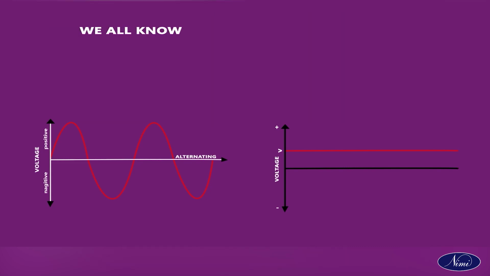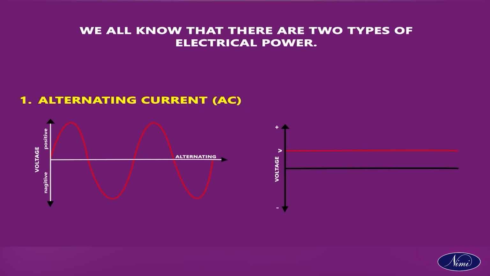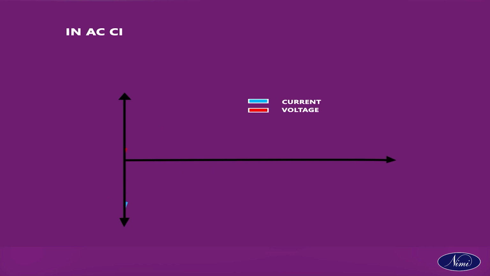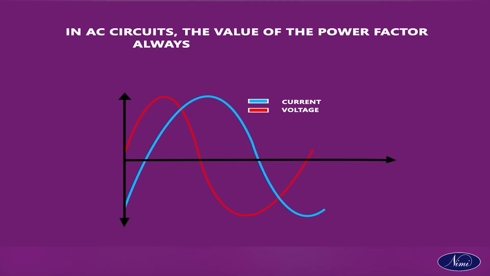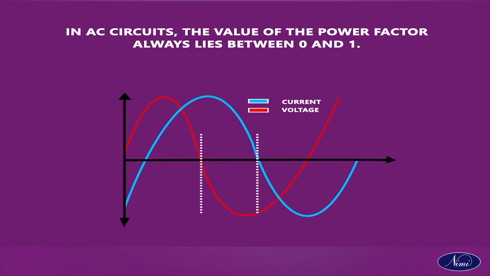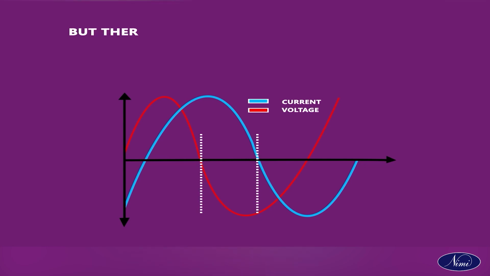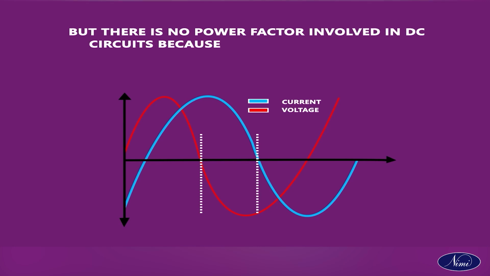We all know that there are two types of electrical power: alternating current AC, direct current DC. In AC circuits, the value of the power factor always lies between 0 and 1. But there is no power factor involved in DC circuits because there is no frequency.